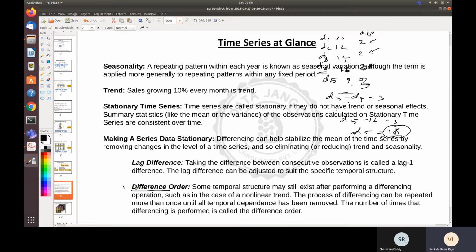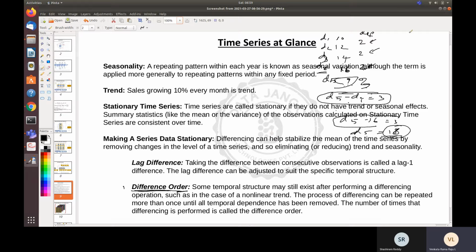Got it? Differencing order is important. How many times you took differencing, you need to derive an equation ultimately, and using that equation you will predict the actual value. If you apply differencing and try to make the data stationary, then you need to do reverse engineering to find the original value. Okay, it's a simple concept.